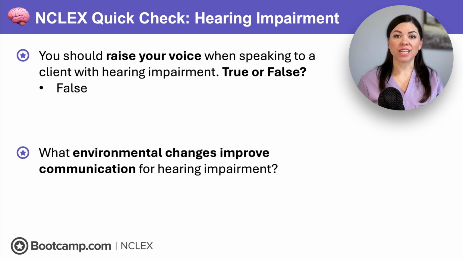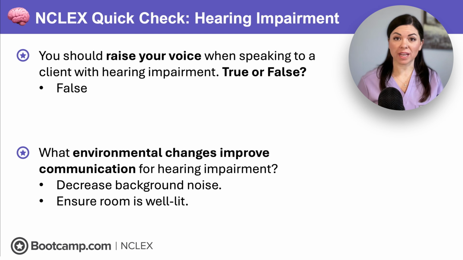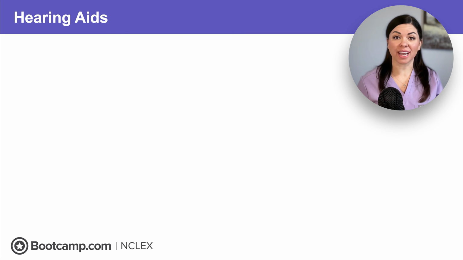What environmental changes improve communication for hearing impairment? Decrease background noise, like turning off the TV when talking, and ensure the room is well lit to allow the client to read lips. Now, let's talk about hearing aids.